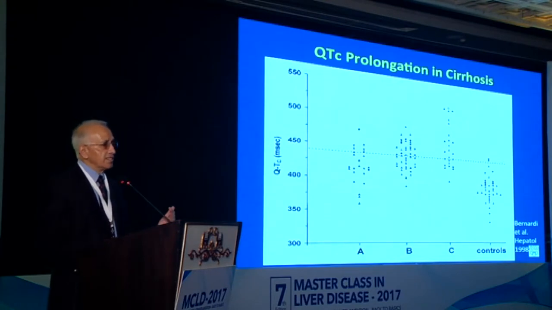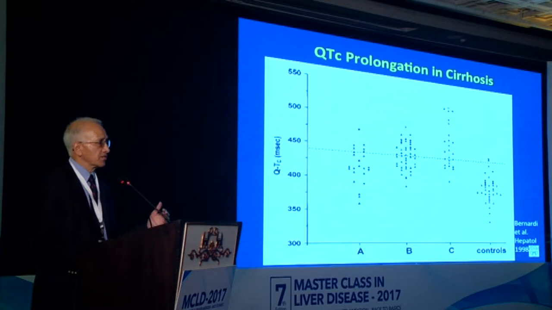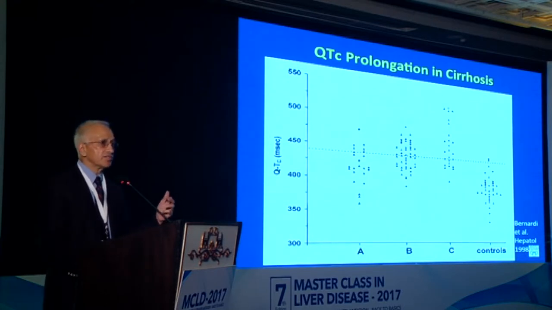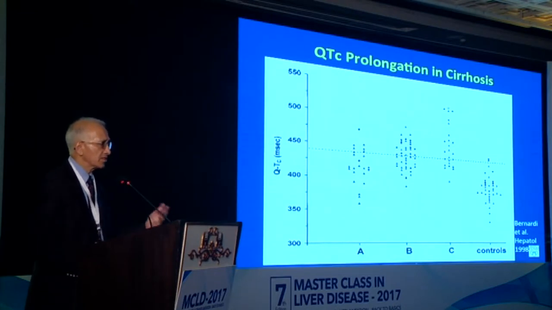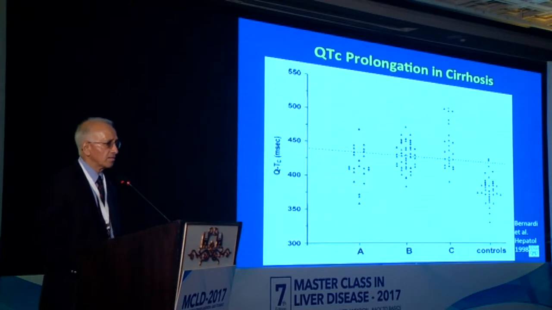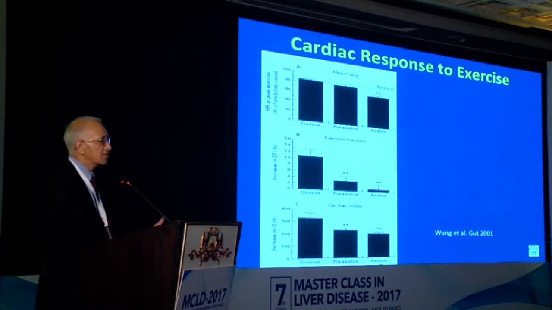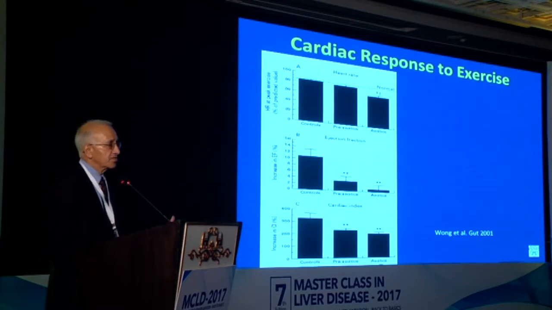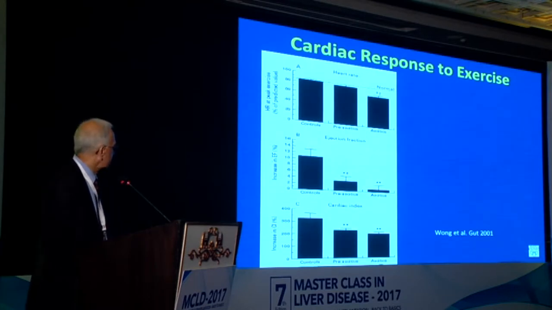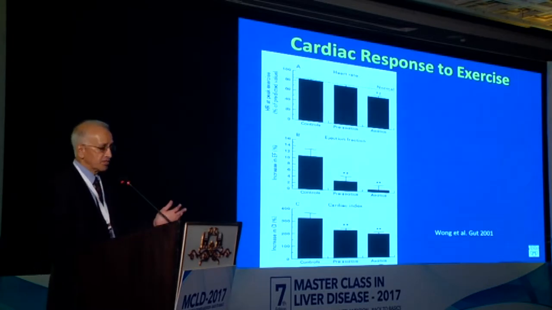Later, Mauro Bernardi described the QTc prolongation in cirrhosis, and if you look at advanced liver disease, QTc prolongation is, again, almost universal. But again, don't worry too much about these because fatal ventricular arrhythmias are not common in these groups of patients. A paper from Florence Wong, if you look at the three panels, is talking about heart rate at rest, heart rate at peak exercise, increase in the ejection fraction, and an increase in the cardiac index. And there are three separate groups of patients who were studied. These were controls, pre-ascitic cirrhosis, and ascites. So really normals, early cirrhosis, and late cirrhosis.